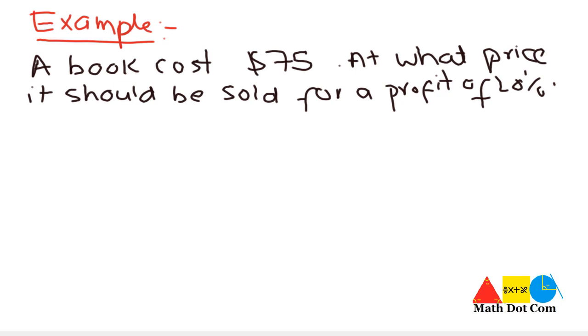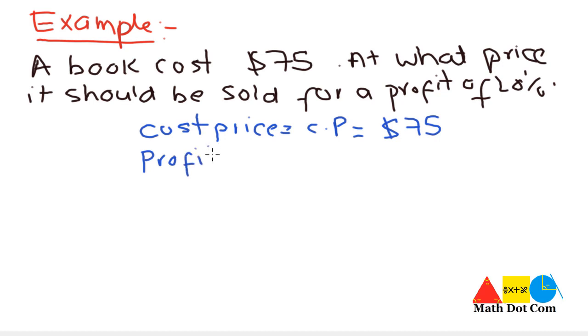First of all, we will write the values that we have in the question. A book costs $75. It means we have the cost price of the book. So the cost price, C.P., equals 75. Okay, but we also have another term. The other term is the profit percent. It's not the profit, it's the profit percent. So please differentiate it from the profit.